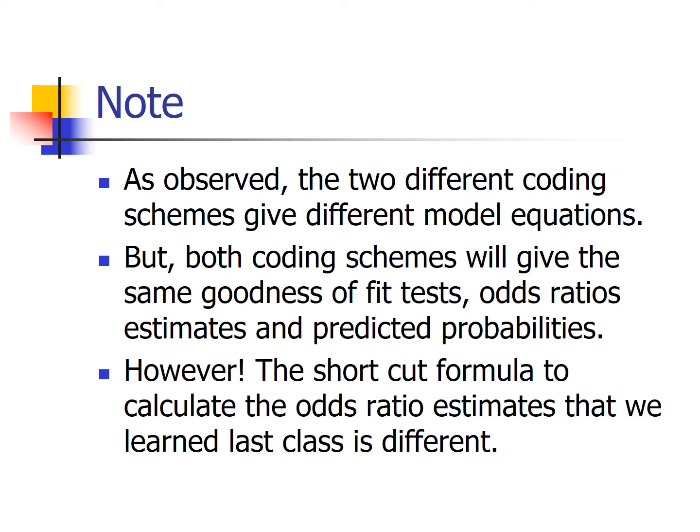Now, another thing that we need to be careful about is that the shortcut formula to calculate odds ratios that we learned last class is different under effect coding. We saw last class that for reference coding, you could just exponentiate the parameter estimate, and that would give you the odds ratio that we're interested in. That is not the case, as we will see in just a second. That is not the case for effect coding.